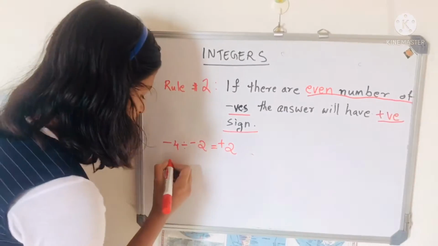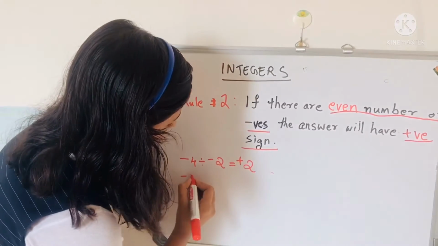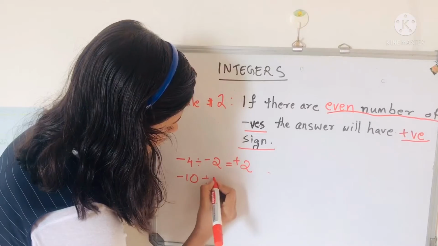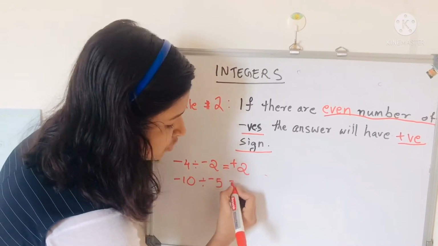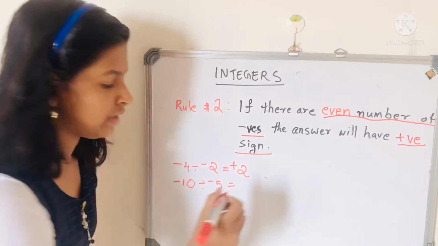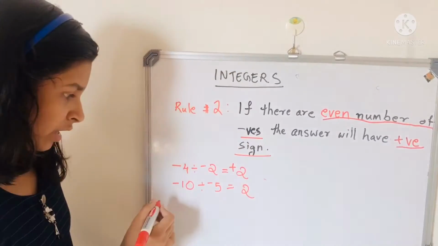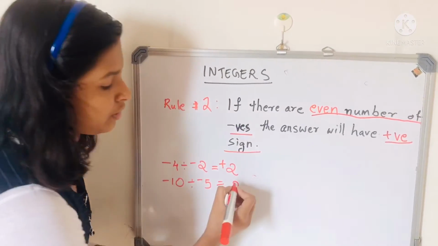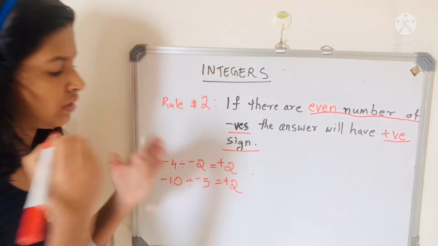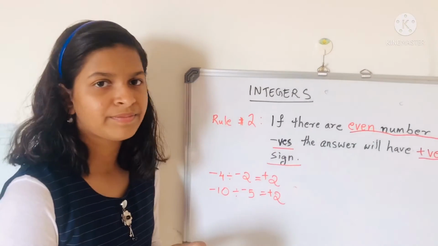Take another example, minus 10 divided by minus 5. First you have to divide 10 and 5, and we get the answer as 2. The number of negatives is 2, which is even, so we put plus here, that is plus 2 as the answer.